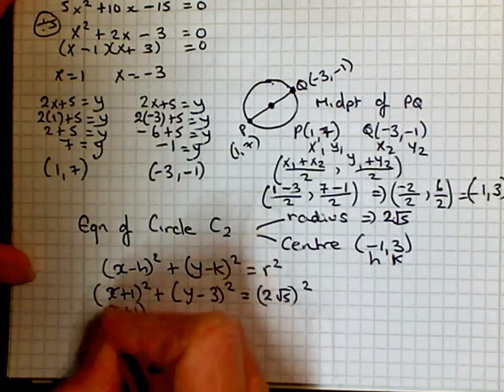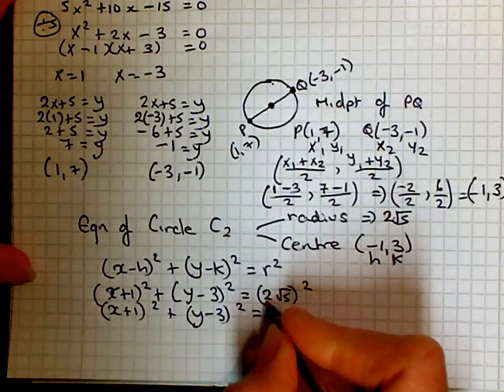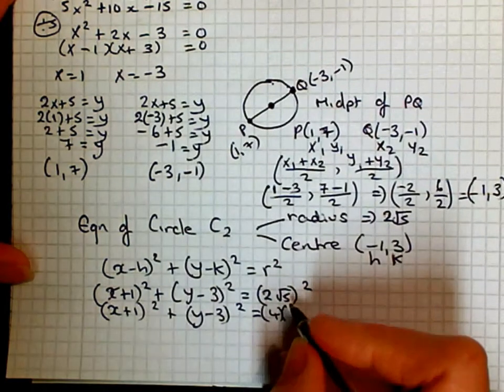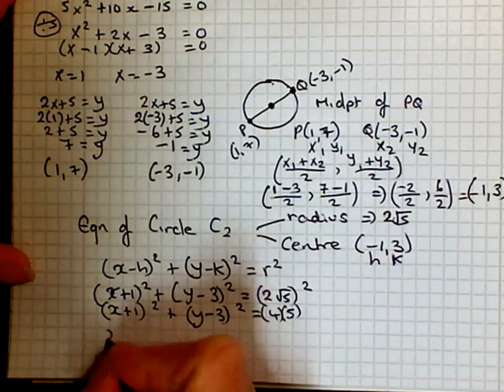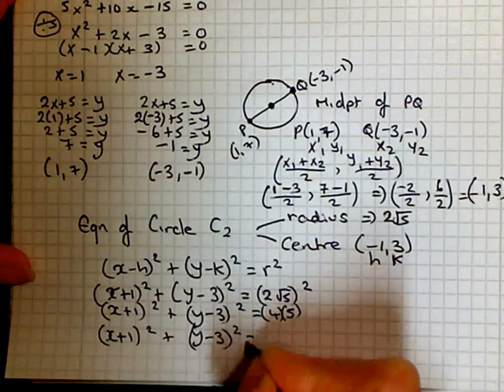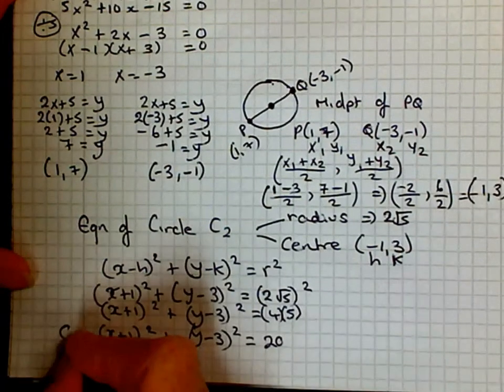So it's (x plus 1) squared plus (y minus 3) squared is equal to 2 2s are 4, so 4 by, and then remember to square the root 5. Root 5 by root 5 is 5. So it's (x plus 1) all squared plus (y minus 3) all squared is equal to 20. That's the equation of C2.